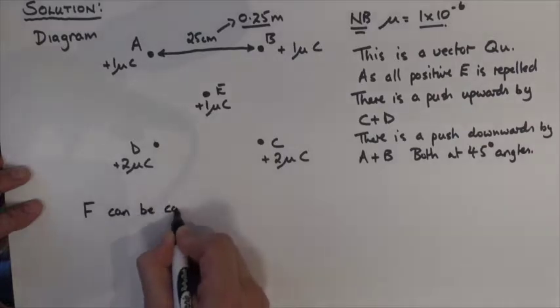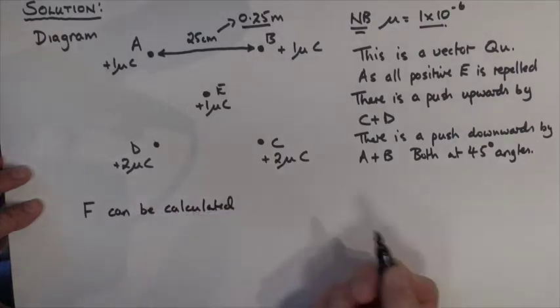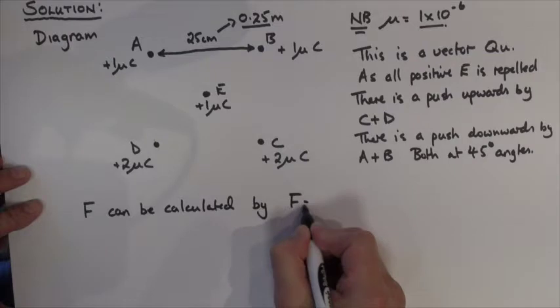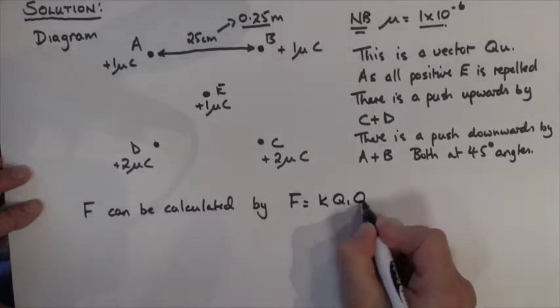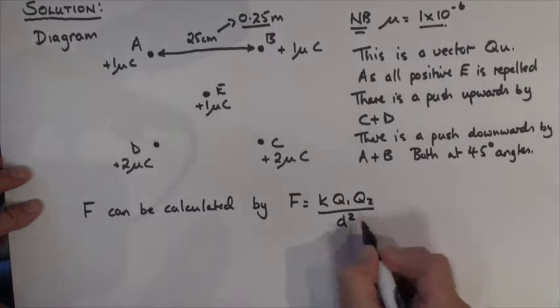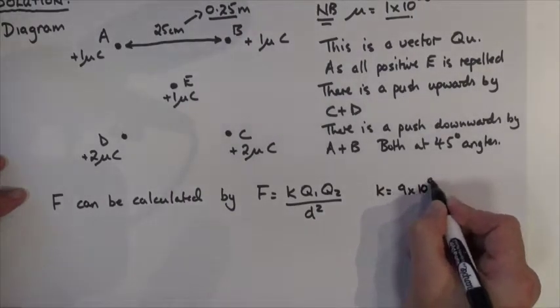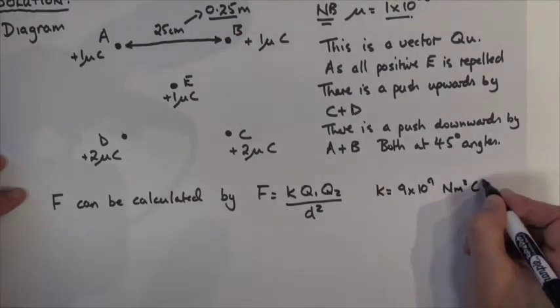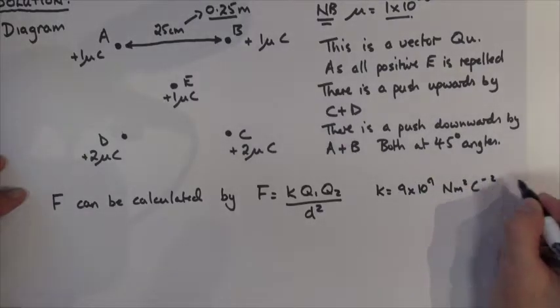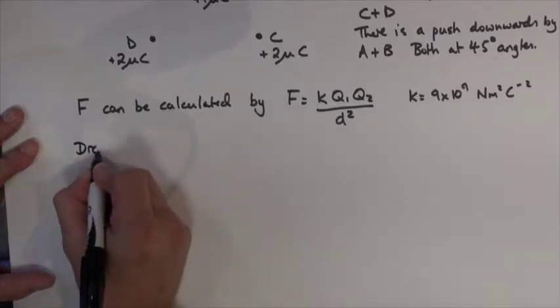Now we also know that we can calculate F by using Coulomb's law, which is F equals K times Q1 times Q2 all over D squared, where K is our constant, which is 9 times 10 to the 9 newton meter squared per coulomb squared.